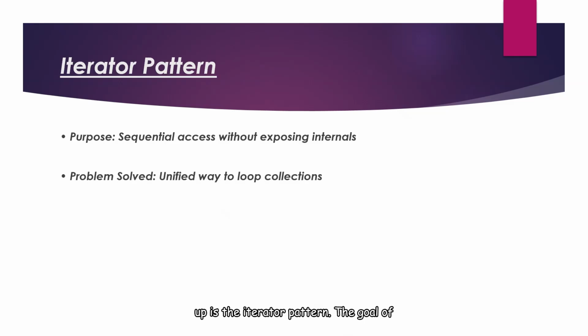Next up is the iterator pattern. The goal of this pattern is simple but powerful. It allows us to access elements of a collection one by one without knowing how that collection is implemented internally. You can think of it like providing a common remote control to navigate through different collections, whether it's an array, a linked list, or even a tree structure.